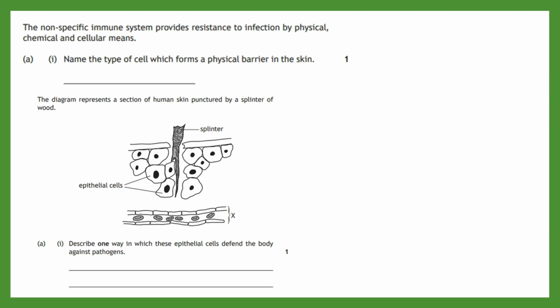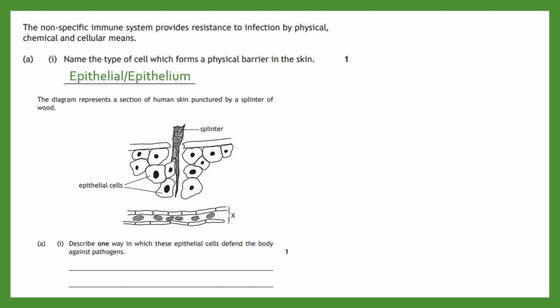So how does this come up in assessment? Pause the video, take a minute to try these different questions. So the first question, you're told the non-specific immune system provides resistance to infection by physical, chemical and cellular means. So name the type of cell which forms a physical barrier in the skin. Well, these are your epithelial cells, or sometimes known as the epithelium tissue, so either of those responses would be accepted.